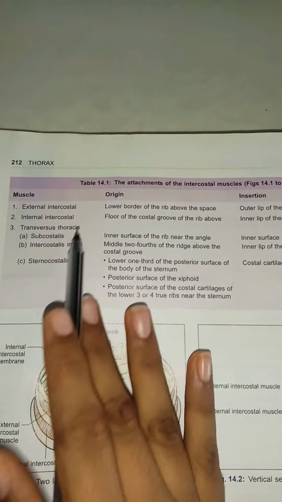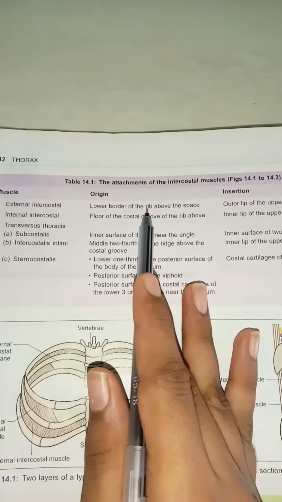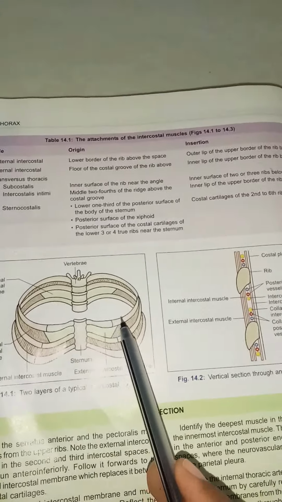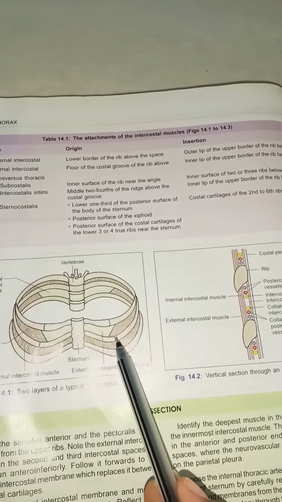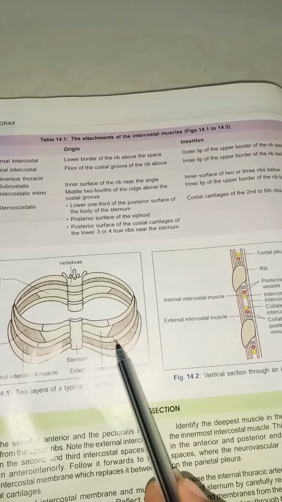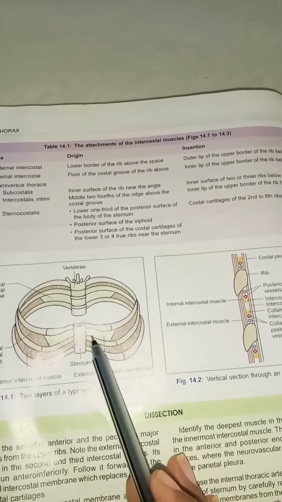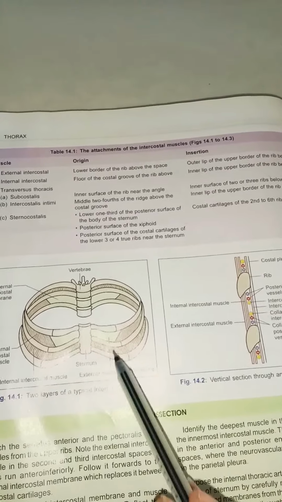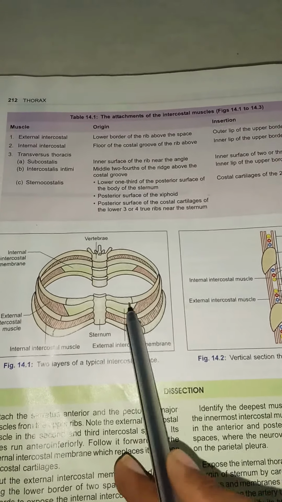You can see here the external intercostal muscle has its origin from the lower border of the rib above the space. Let us take this as an example. These are two ribs, right? In the rib, this is the lower border and this is the upper border. The space in between these two ribs is called the intercostal space. In this intercostal space we mainly have the external intercostal muscle, which you can see labeled here.